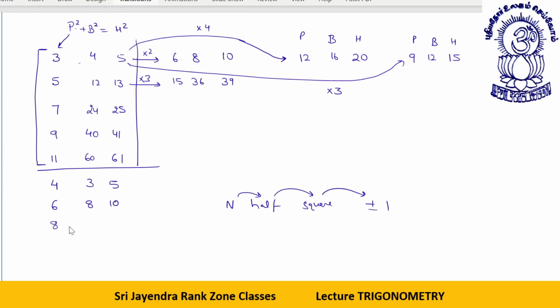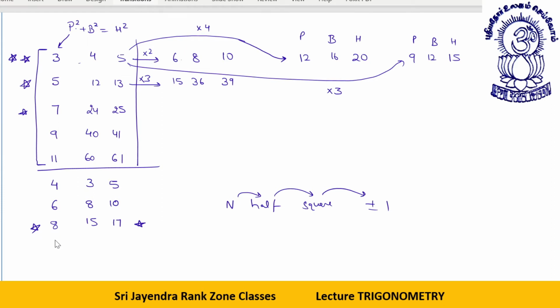You get two things. 8, half of 8, 4. 4 square, 16. 16 plus minus 1 is 15 and 17. This is a very important Pythagoras triplet. This is also used frequently, and this is used like anything. This you will use like anything, believe me.